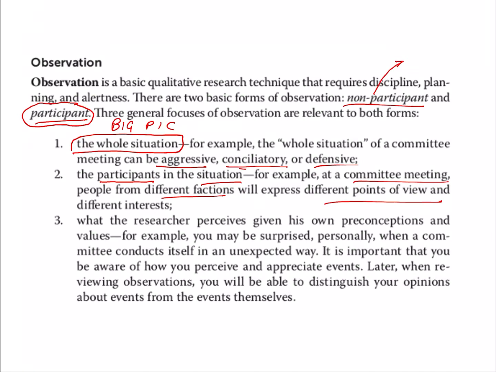And then, you observe the big picture, you observe participants or groups of participants, and then what the researcher perceives given his own preconceptions. We all come in with preconceptions, right? So what we consider as our preconceptions and values, say for example, we notice some people throwing one of the members in their group up into the air and grabbing them. It might be very rowdy behavior or risky behavior for some of you and for some of us, and that's based on a value judgment that we have.